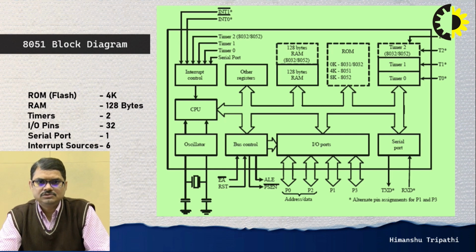P0 is port 0, port 1, then port 2 and port 3. Remember that all these 4 ports have 8 pins. So, one port can handle 8-bit data, or if we are interfacing any device which requires only one pin, we can use a single pin of any of the ports.